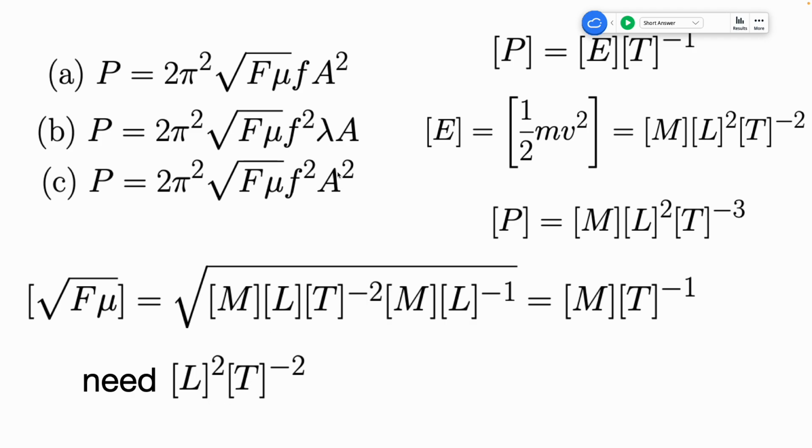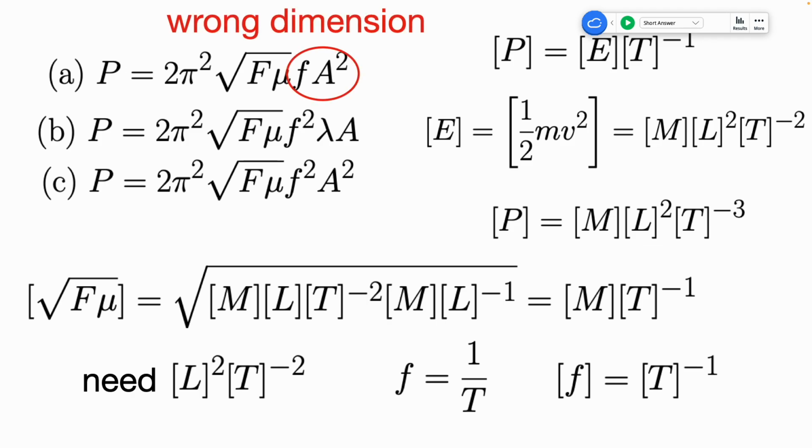Amplitude squared, good. Distance squared. Frequency is 1/time, so the dimension of frequency is T to the minus 1. So you see frequency squared, amplitude squared, L squared T to the minus 2. That gives the correct dimension. And the first one is wrong because it only has 1 over T instead of 1 over T squared. You need 2 frequencies for the T squared.